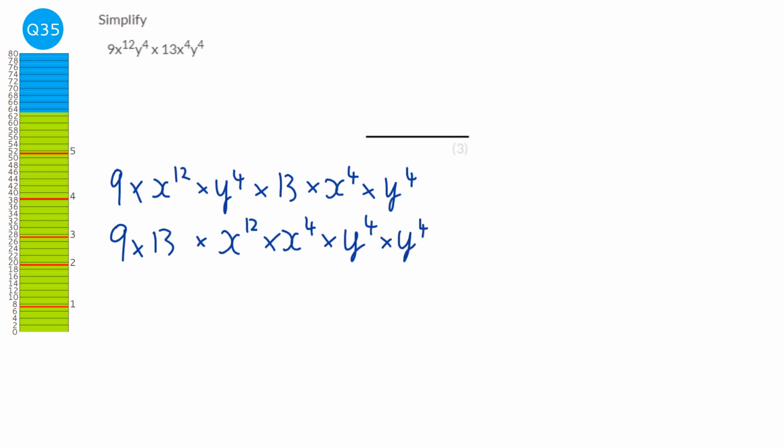So, first thing to do is 9 times 13, which is just 117. Then we've got x to the power of 12 times x to the power of 4. Now we know when we multiply two powers of the same base, and the base is x on both of those, we just add the powers. So it's 12 plus 4, which is 16, so it'll be x to the power of 16. And then y to the power of 4 times y to the power of 4, we just add them together, so it's y to the power of 8.